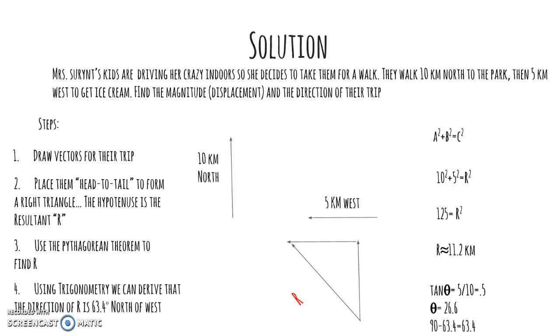However, there's a trick. What this says is that 26.6 degrees is the value inside the triangle. But when we look at north of west, we are looking for this value outside the triangle because we're starting west and then heading north. So what we have to do is take this whole bit right here, which you can almost imagine as being one 90-degree angle. We have to take this 90 degrees and subtract the 26.6 inside to get the resulting direction as 63.4 degrees.